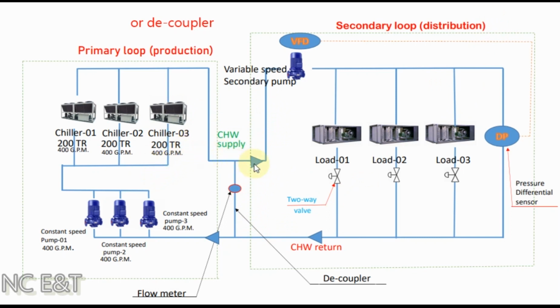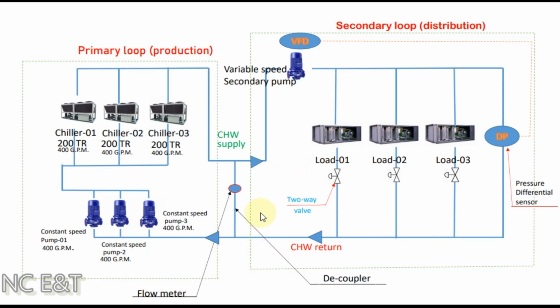If there is less demand of the chill water in the secondary circuit or secondary loop, the bypass line will allow the extra chill water to pass through it and again to the primary loop. In this way, it is the heart of the primary secondary chill water pumping system. How to design the decoupler or bypass line?